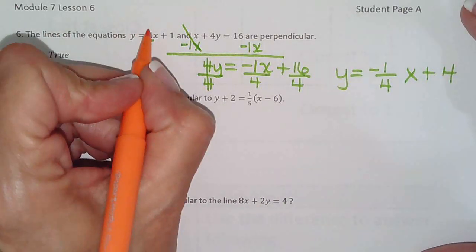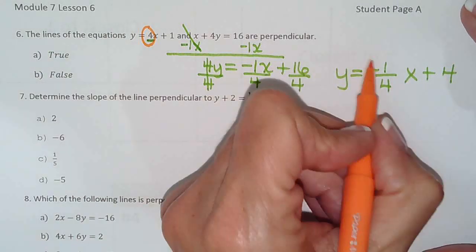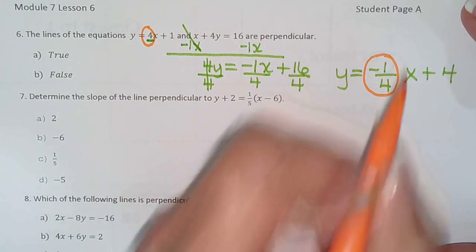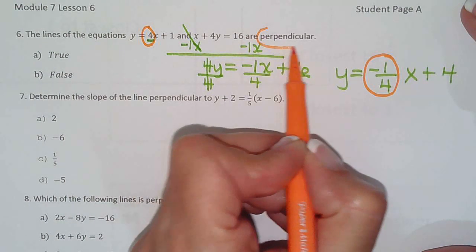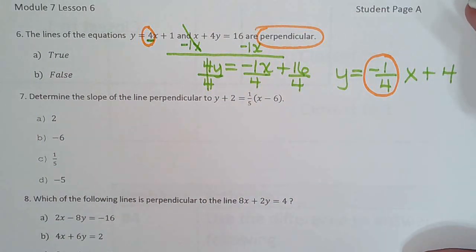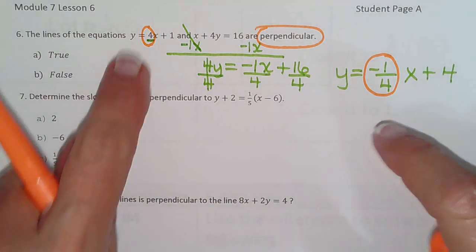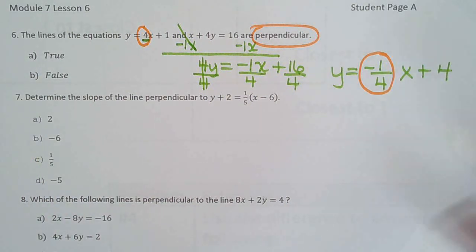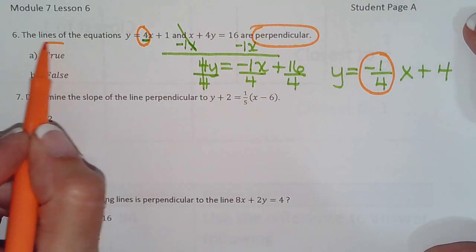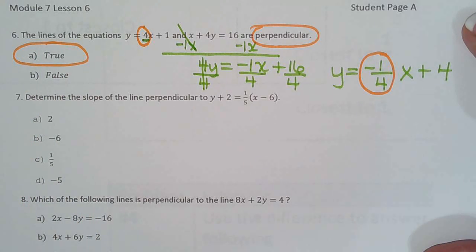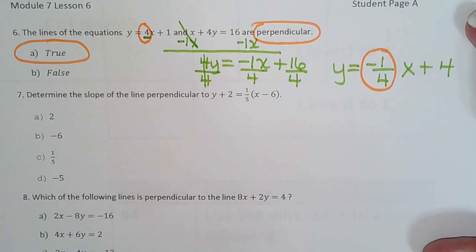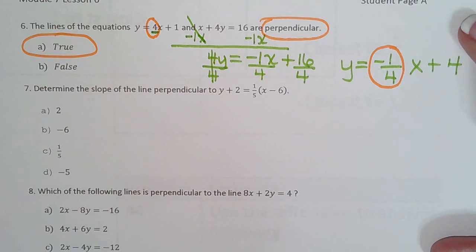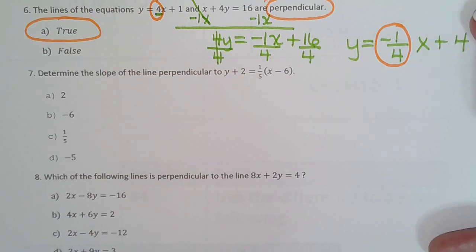So now we look at the slopes. So this slope is 4. This slope is negative 1/4. Are they perpendicular? Which means opposites and reciprocals, positive, negative. 4 over 1, 1 over 4. Boom, that would be true. So 6A is true. Or 6 is A, which is true. Here we go.